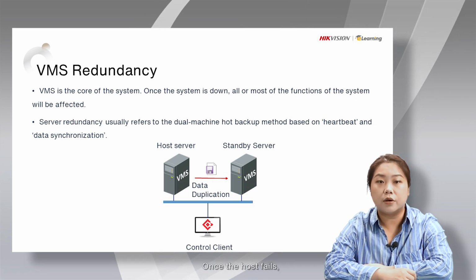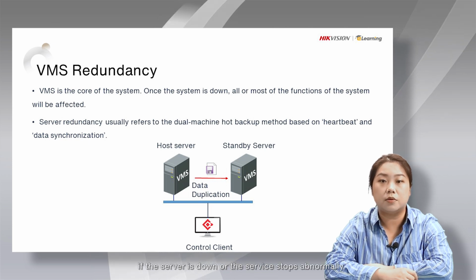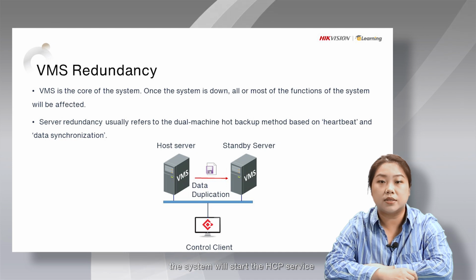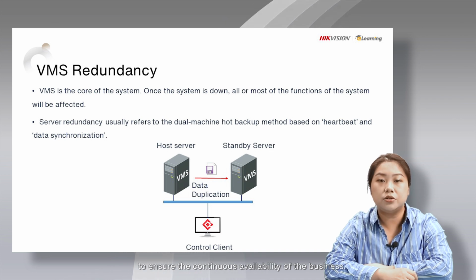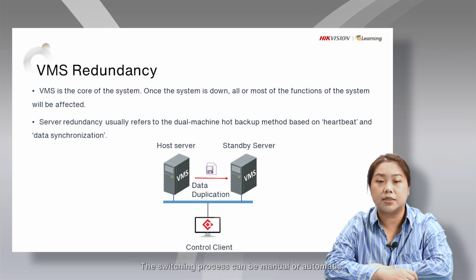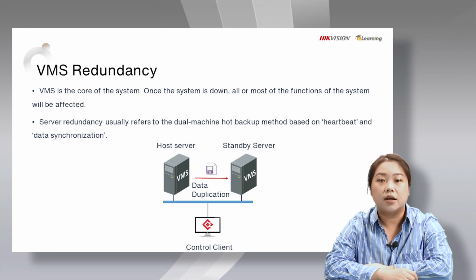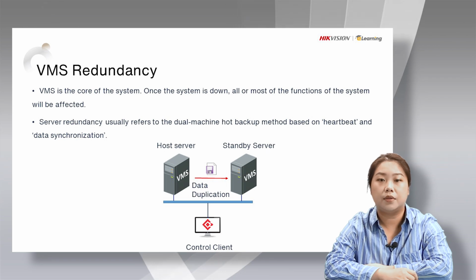Once the host fails, for example, if the server is down or the service stops abnormally, the system will start the service of the standby server to take over the business to ensure the continuous availability of the business. The switching process can be manual or automatic. The data of the two servers achieves data consistency through data mirroring or sharing data.